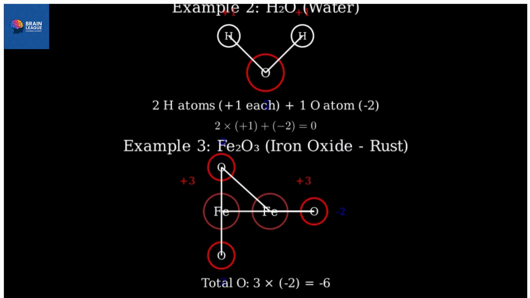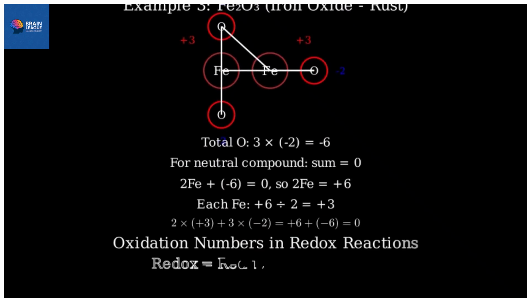Oxidation numbers are particularly useful in understanding redox reactions. Redox is short for reduction oxidation. Oxidation is the process where an atom loses electrons and its oxidation number increases. Reduction is the process where an atom gains electrons and its oxidation number decreases. Remember the mnemonic: Leo the lion says GER. Loss of electrons is oxidation, gain of electrons is reduction.